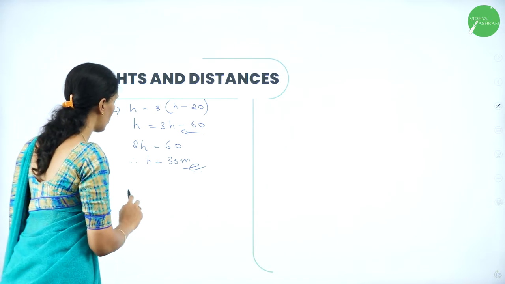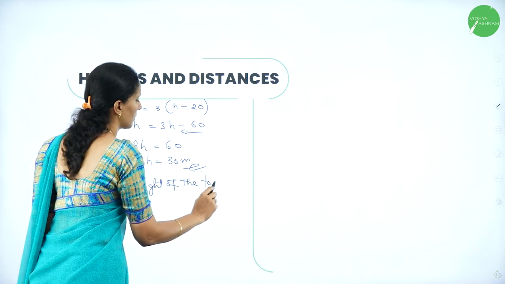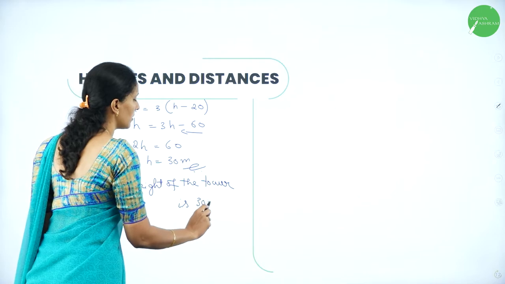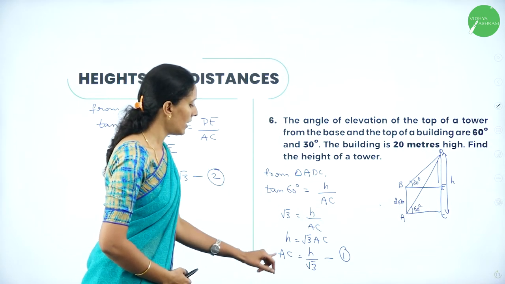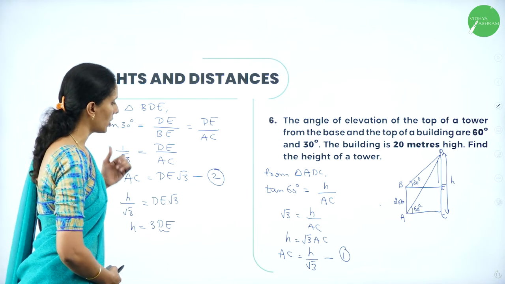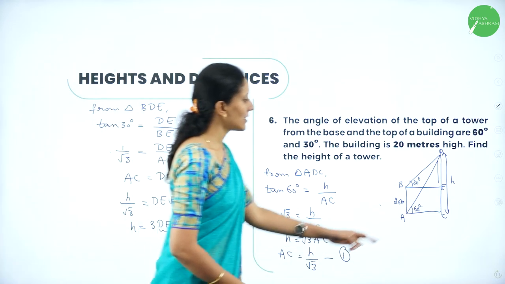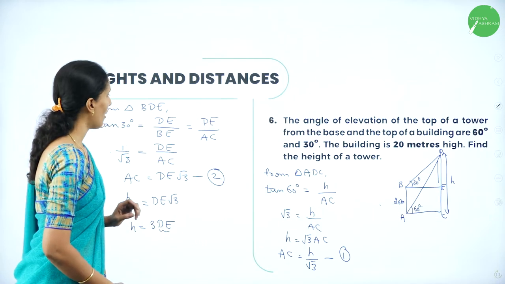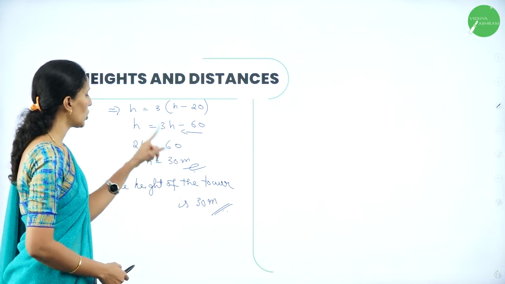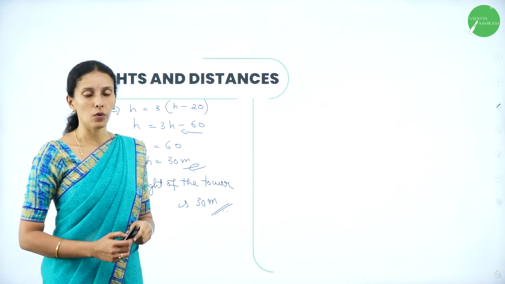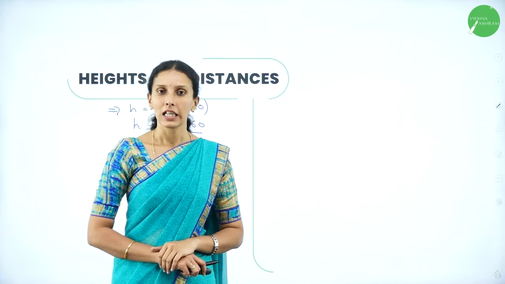So what is H? The height of the tower. So therefore, the height of the tower is 30 meter. So first, from the triangle ADC, apply tan 60. We have AC as a common, which we get for both 1 and 2. So equating 1 and 2, we get H by root 3 as DE root 3. But DE is nothing but total height minus 20, so I have replaced it by H minus 20. So 3H minus H becomes 2H. Minus 60, when it goes, becomes plus 60. By dividing, we get H is equal to 30 meter. H is nothing but the height which we have taken. Therefore, the height of the tower is 30 meter.